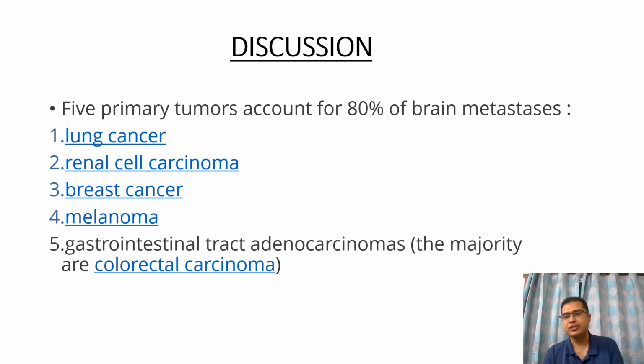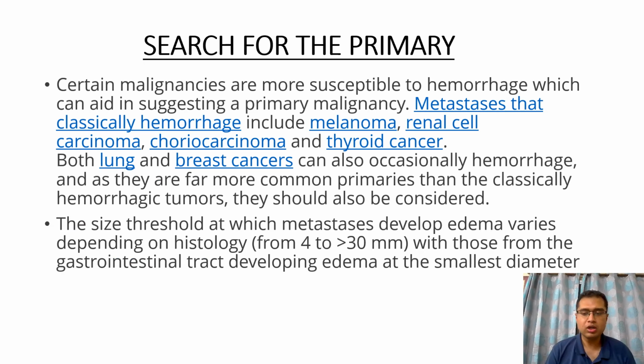Now coming to the very important search for the primary, certain important points are to be kept in mind. Certain malignancies are more susceptible to hemorrhage, which can aid in suggesting the primary. Metastases that classically hemorrhage include melanoma, renal cell carcinoma, choriocarcinoma, and thyroid carcinoma. But lung and breast carcinomas, which occasionally hemorrhage, should also be kept in mind as they are far more common primaries than the classically hemorrhagic tumors.